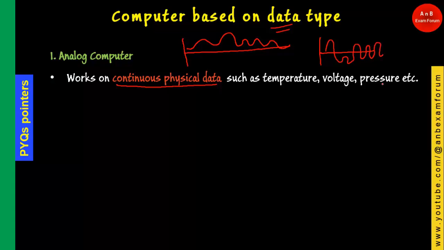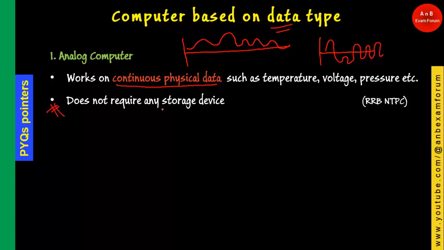And if you talk about pressure, pressure is again a quantity which changes over the time and which is continuous in nature. Okay, and the very important pointer to the analog computer is that it does not require any storage device. Why does it not require any storage device? Because it is continuous in nature. Data is coming continuously. There is no requirement of storing. Storing is required if you want to do processing at a later stage. That will come as a part of hybrid computer, that we are going to discuss afterwards.